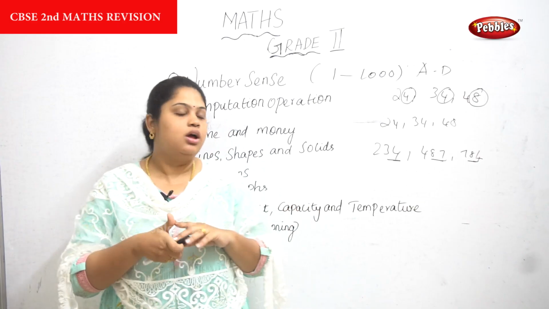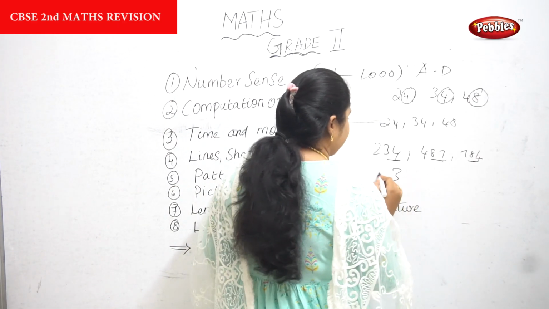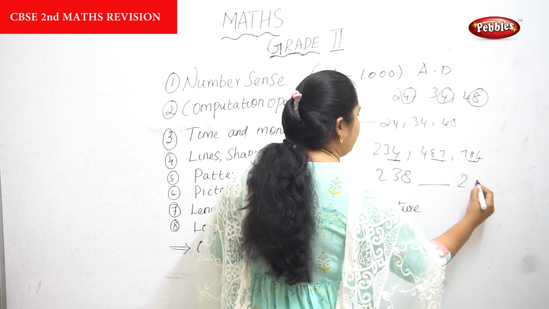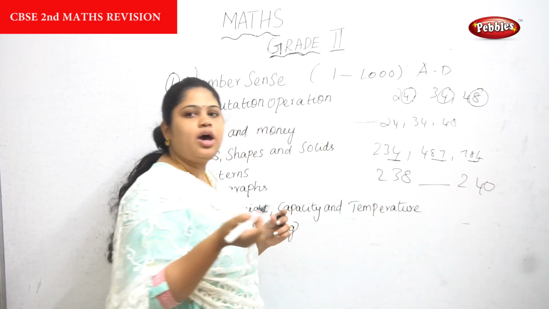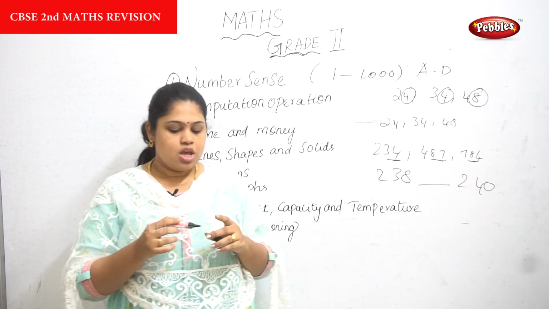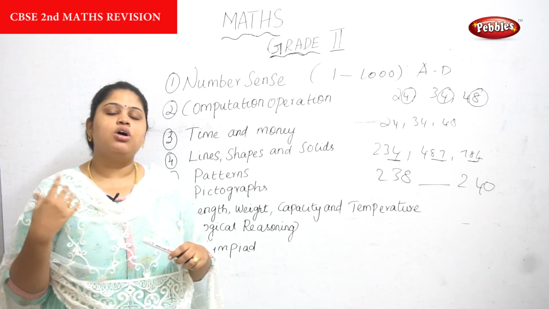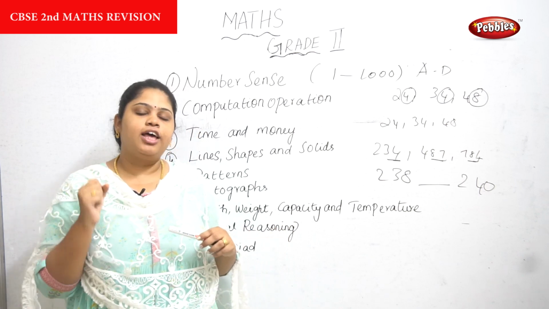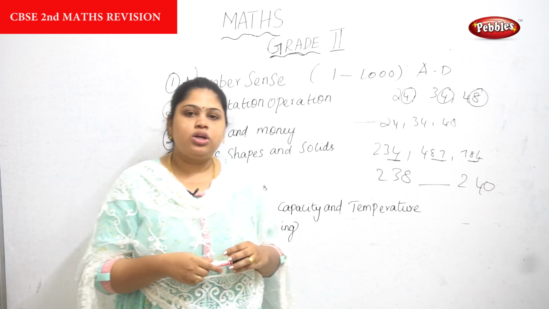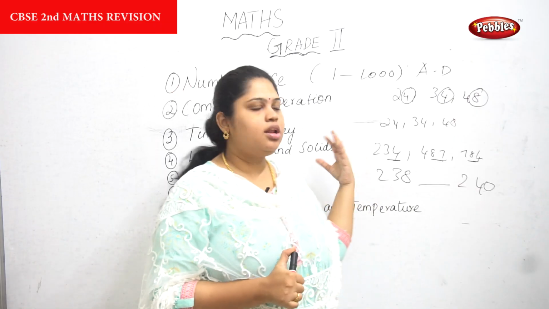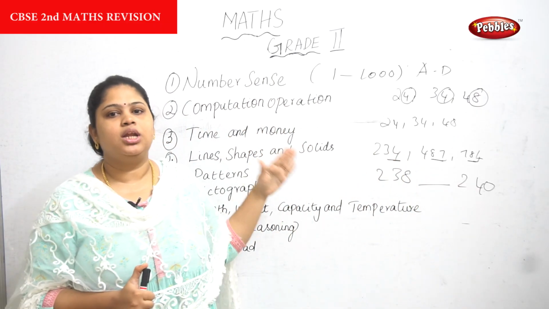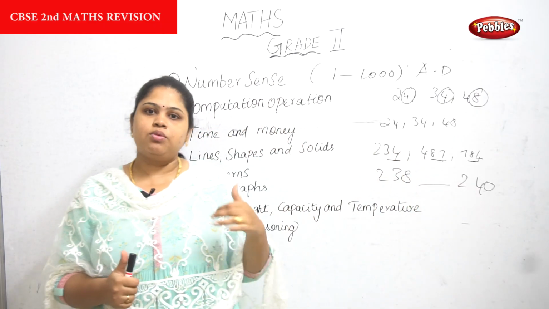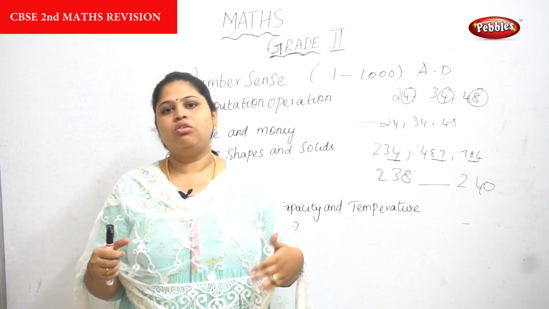So for example 238 dash 240. We also identify the between numbers. So in number sense we have worked upon the numbers and we have been thorough with the numbers. What is the main reason? The first chapter we have seen is number sense, because without the numbers we cannot go further. We cannot go further, isn't it?